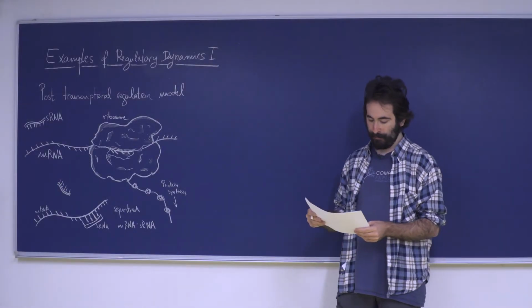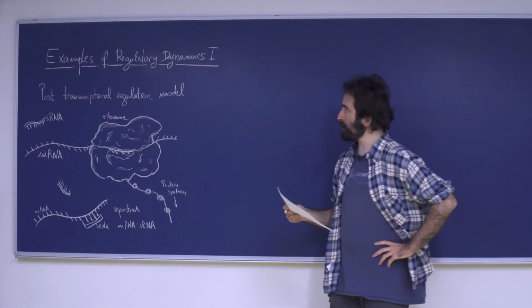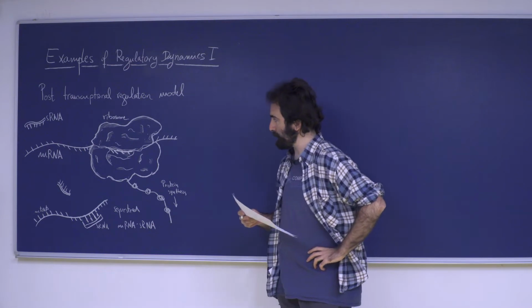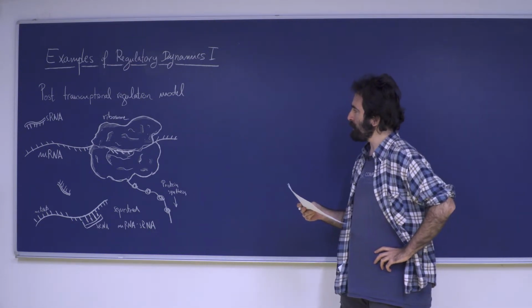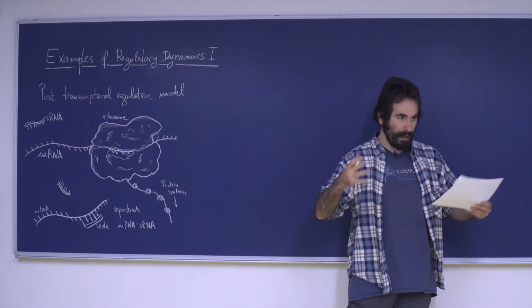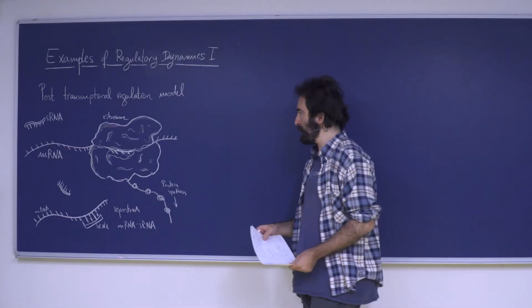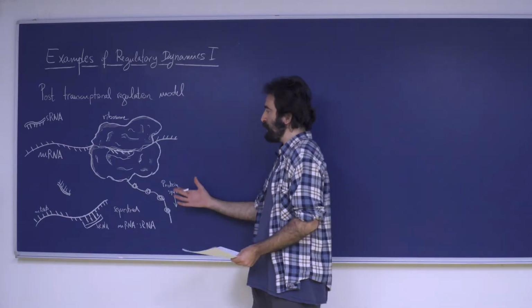Great. So today we're going to kick off these examples of regulatory dynamics. We're starting with a rather interesting example that is still a big element of research nowadays, which is what happens after transcription, right? So let's go back to our model for when we are generating proteins in the system.